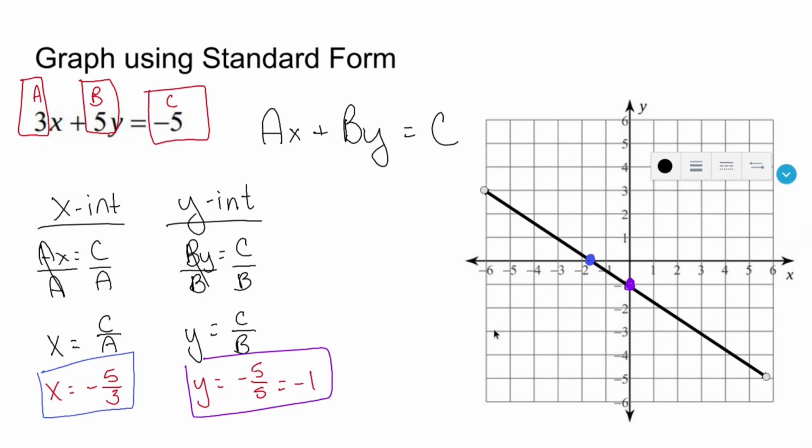That's not too bad. But that's how you graph using standard form. It's not the best thing to do, not the best idea, but that's how you would do it if that's the way you decide to do it. You could use these shortcuts right here.